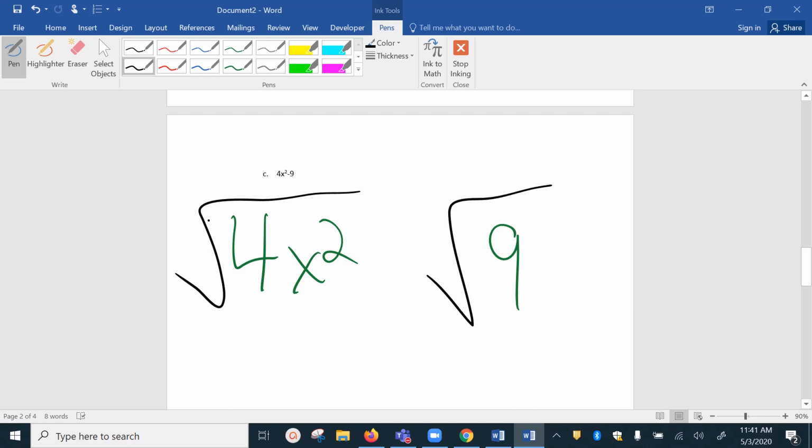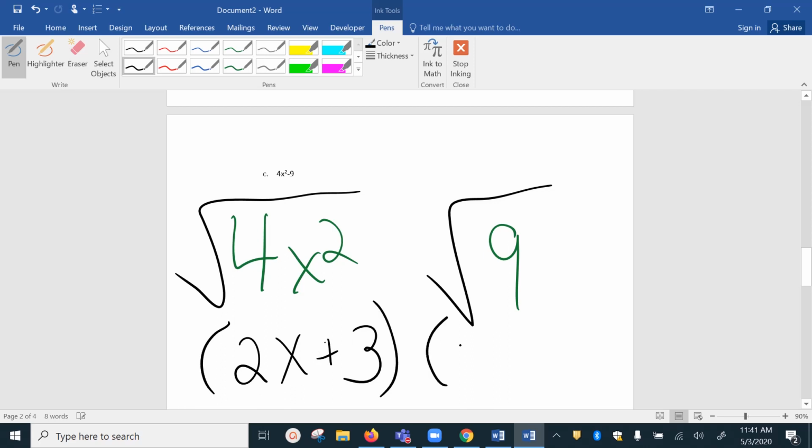Now, what I would do is just take the square root of each one of these. So the square root of 4 is 2. The square root of x squared is x. The square root of 9 is 3. So look, all I have to do is x plus 3 and 2x minus 3. I'm done. That's all you have to do.